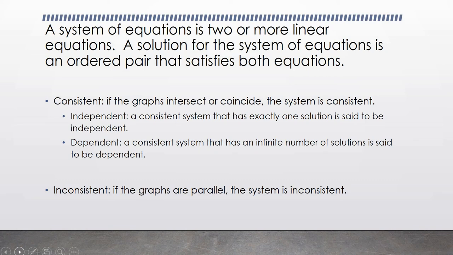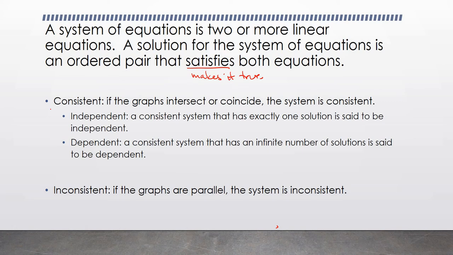A system of equations is two or more linear equations, and a solution for the system of equations is any ordered pair that satisfies both equations. That means that makes both equations true. So if it satisfies an equation, it makes it true. Okay? Some more definitions. Why don't you pause and write all this down and then come on back and I will go through it while you're not trying to write while I talk.